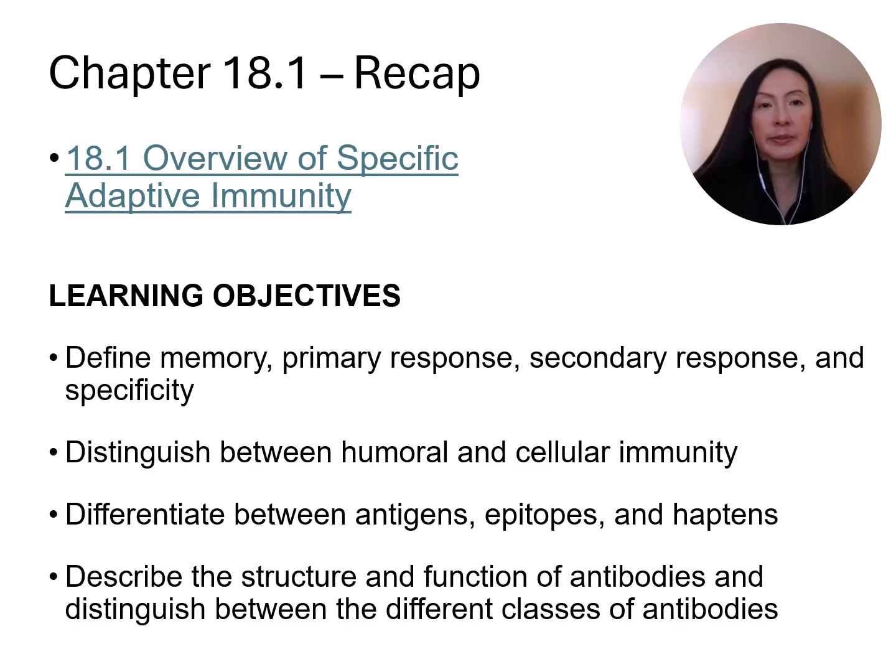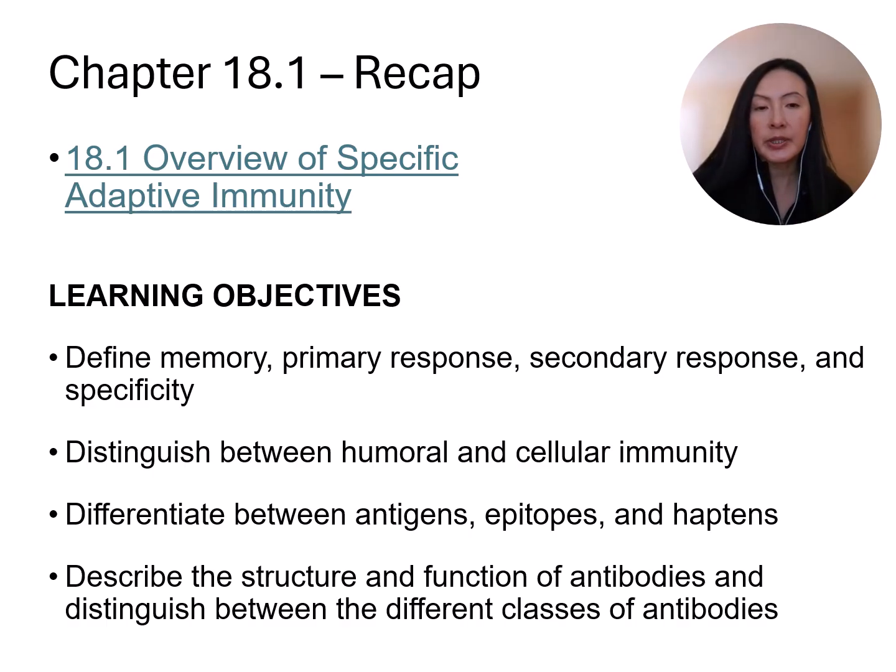All right, the second learning objective asks us to distinguish between humoral and cellular immunity. Humoral immunity is mediated by B cells. We're going to see that they produce antibodies that target extracellular pathogens or toxins, and their functions include neutralization, agglutination, or opsonization. Whereas cellular immunity is mediated by T cells. They target infected host cells and intracellular pathogens, and they're going to coordinate immune responses and also kill infected cells directly.